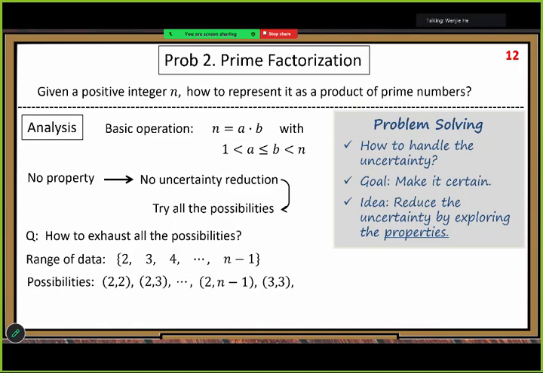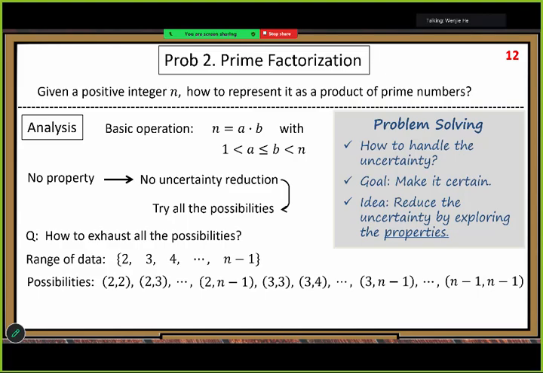And so on. The second round goes 3, N minus 1. Next round, and so on. The last pair is N minus 1, N minus 1. So that's all the possibilities for A-B pairs. Because we cannot reduce uncertainty, we couldn't discover any useful properties at this point.